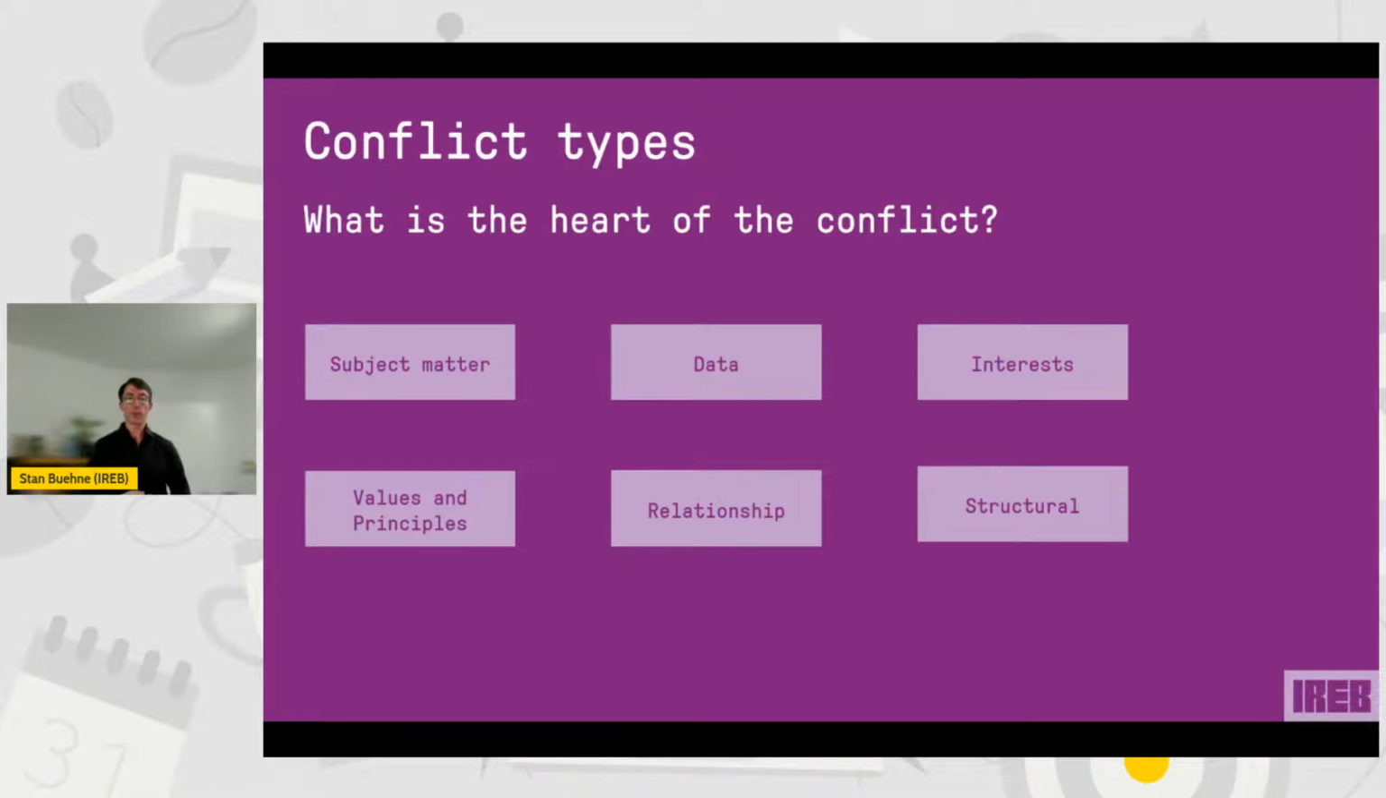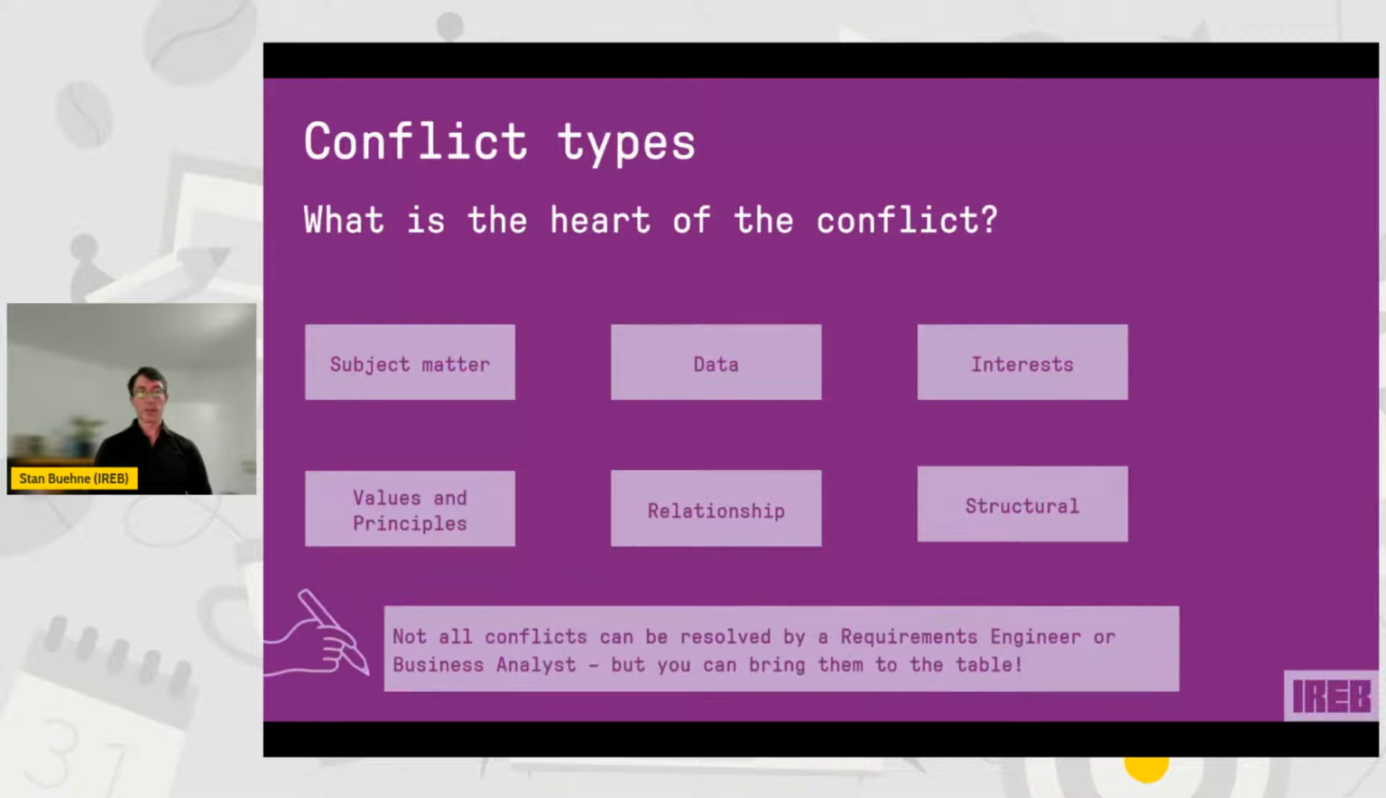Structural conflicts. If we talk about structural conflicts, it's more about inequality of power. This means if you have some structural relationships within your organization where someone is forced by his boss or whatever, it's also quite important to understand that there can be this kind of conflict. But at the end, it's also important for you as a business analyst or a requirements engineer to understand that not all of these conflicts can be solved in your role or in your daily work.